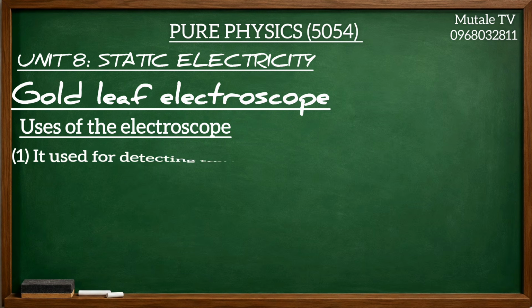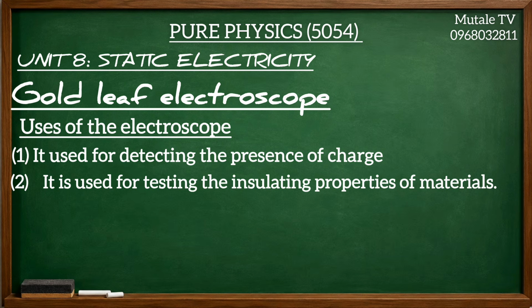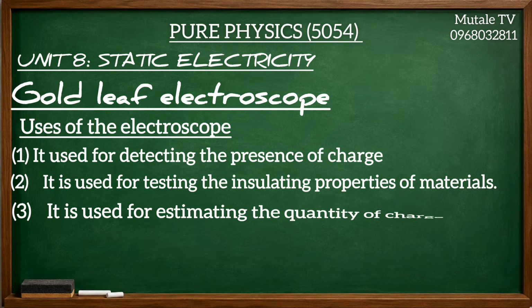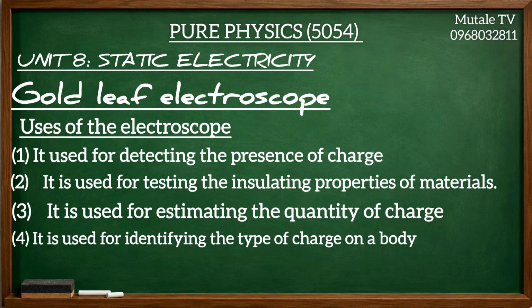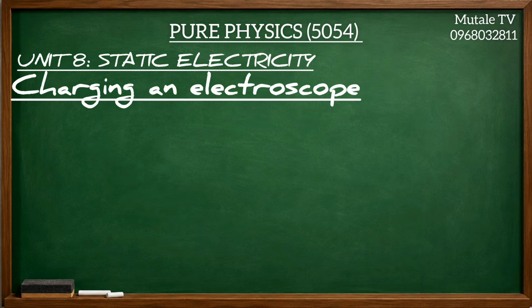It is used for detecting the presence of charge. It is used for testing the insulating properties of materials. It is used for estimating the quantity of charge. It is used for identifying the type of charge on a body. Once we're done with that instrument, we need to focus on the next part of the topic, which is charging an electroscope.